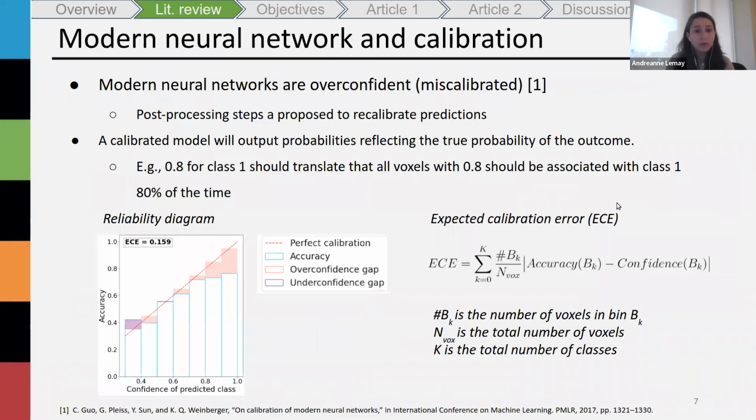So another problem with modern neural networks is that they are most of the time overconfident, which means that they are miscalibrated. So what we would hope is that the prediction of our neural network or our segmentation model would output values between 0 and 1 that would represent their confidence toward their prediction. So for example, if my model attributes a value of 0.8 to a voxel, I would hope that around 80% of the time this prediction is right. However, in reality, it's usually not the case.